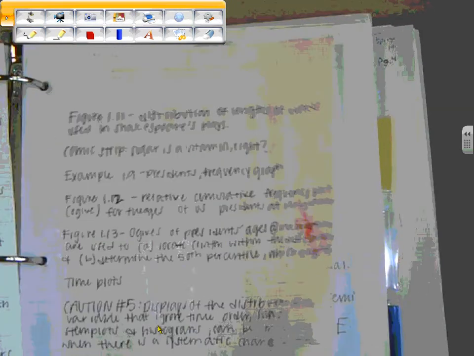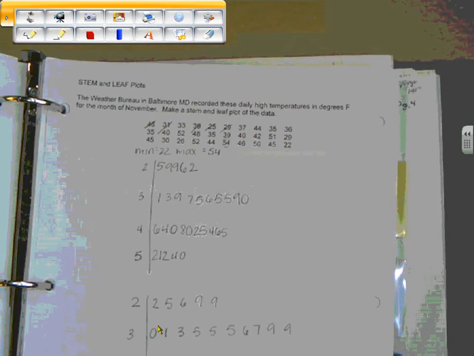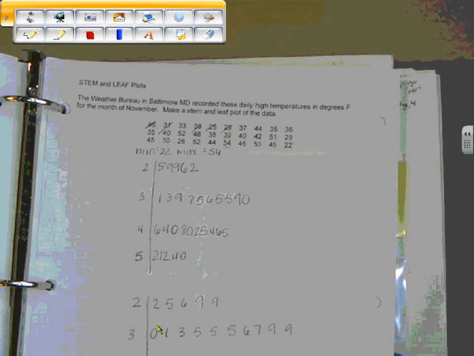After those should be a worksheet that looks like this with the histograms, followed by the stem and leaf plots. I'm trying to go a little faster so I don't create quite this big of a video.